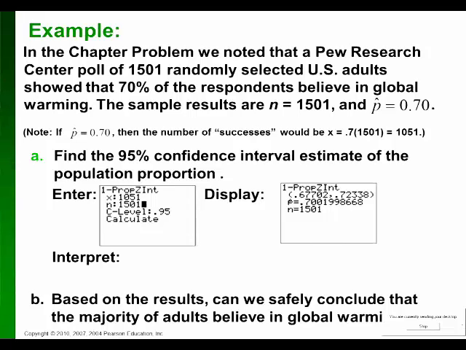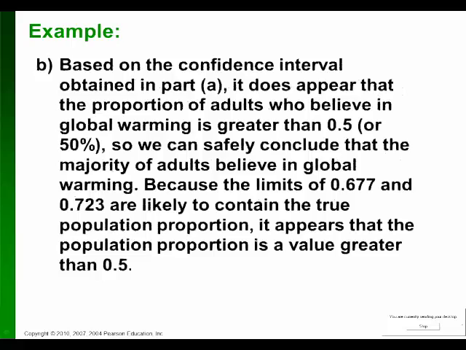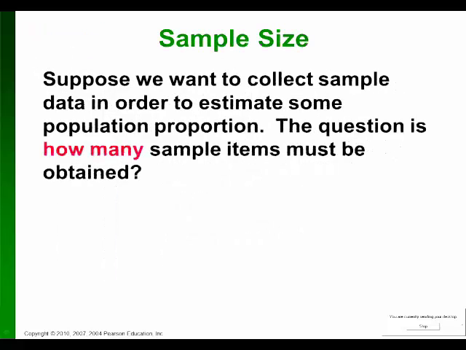We're actually going to have to work with a formula that's scary looking but not hard to work with. Suppose we want to collect sample data in order to estimate some population proportion. The question is, how many sample items must be obtained? Here are 2 formulas.